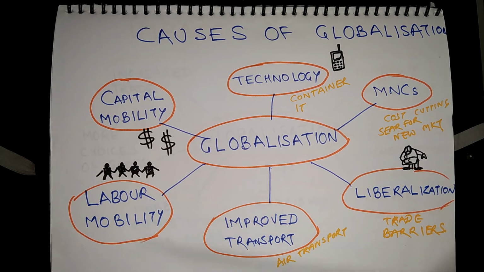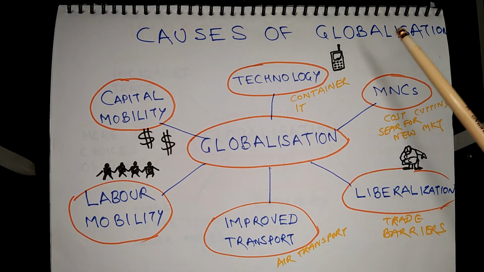Then there was labor mobility. People were willing to move from their original place, from their hometown or home state or even home countries to different places in search of better opportunities of livelihood. And that is how the process of globalization was rolled on.